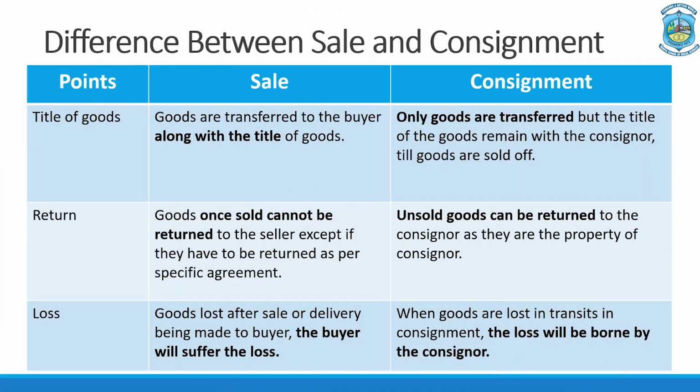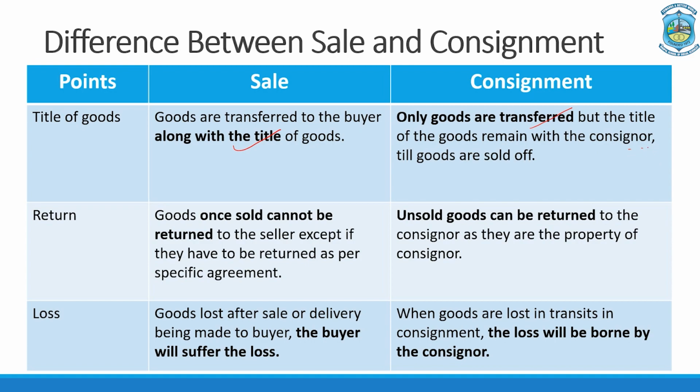Now what is the difference between sale and consignment? Sale and consignment are two terms that appear to be similar, but there are different points of difference between them. First of all, under sale, the goods are transferred to the buyer along with the title of the goods. When goods are transferred to the buyer, the title also is transferred. But under consignment, only goods are transferred, and the title of the goods still remains with the consignor.